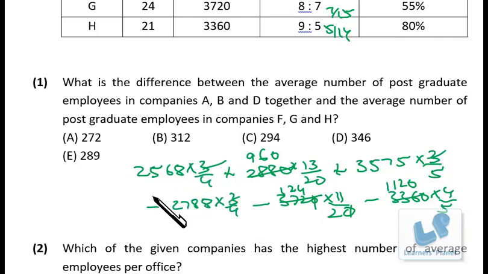So inside the bracket, 2568 minus 2788. So that will be 220. 220 divided by 4, so that is 55. But it will be negative 55. Okay. And similarly, I just simplify the other steps also.